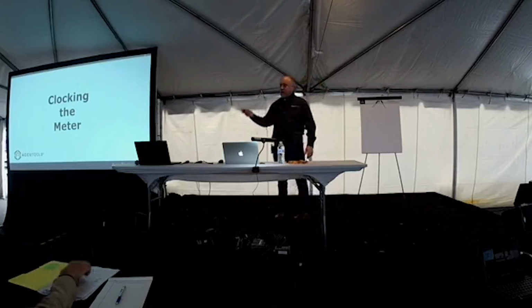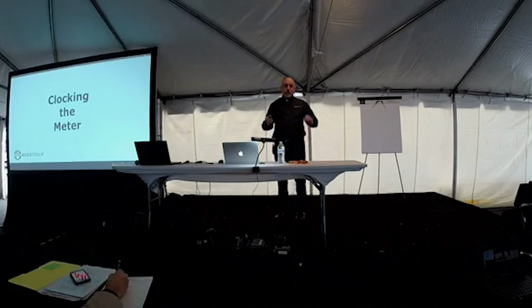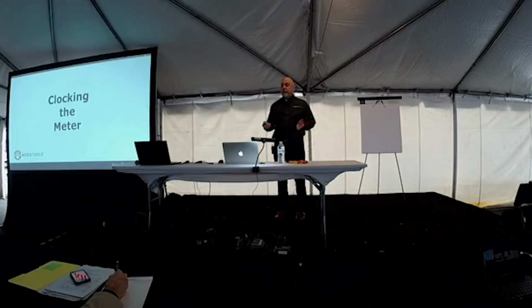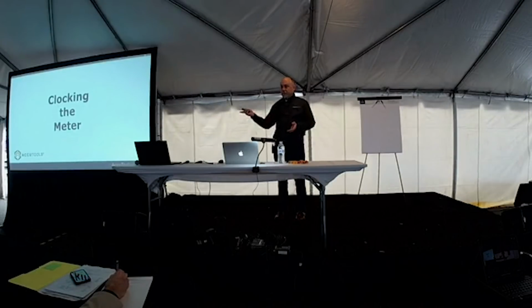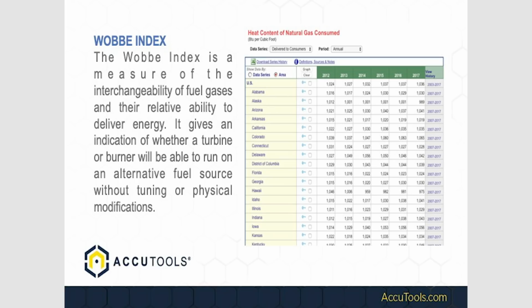Clocking the meter is a step that we learn about in school, and we think it's some kind of theory that we should clock the meter, but nobody does it. And it's one of the most important steps. Now here's why, and here's why you don't ever adjust a furnace with a combustion analyzer. A lot of guys say, I'll just adjust the gas pressure until I get 50% excess air. You'll hear that in the industry. You don't want to do that.